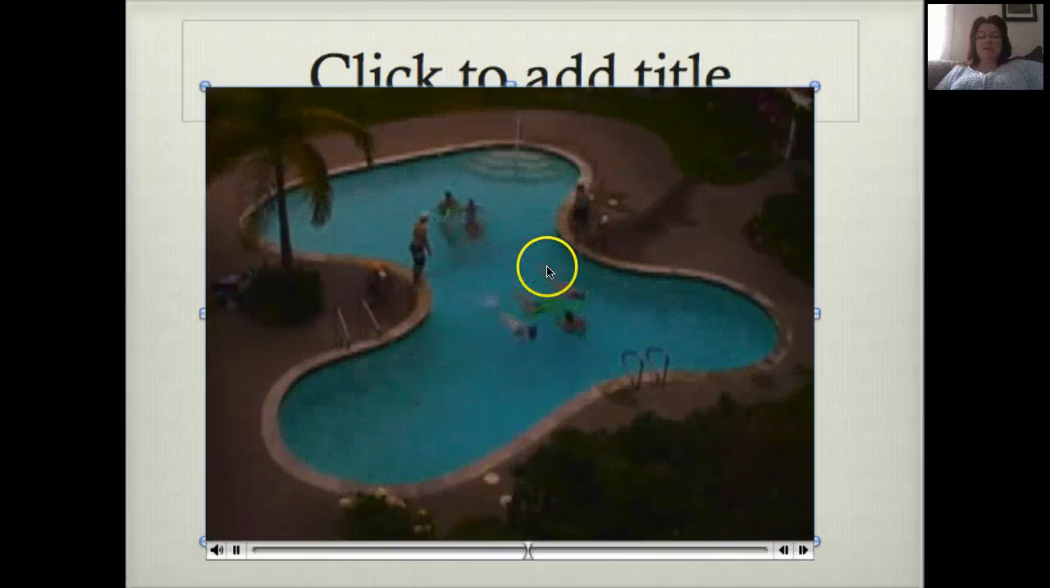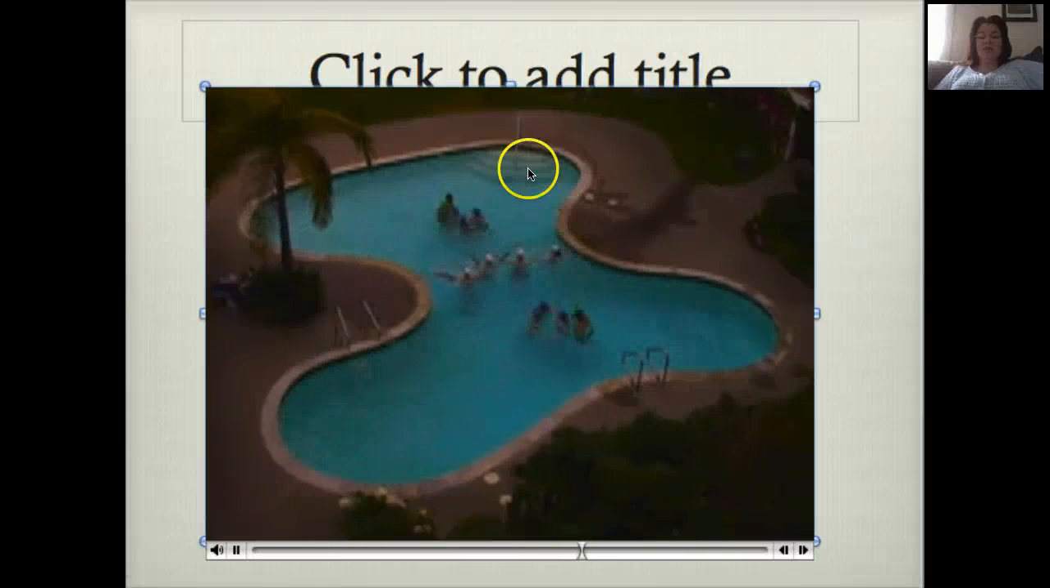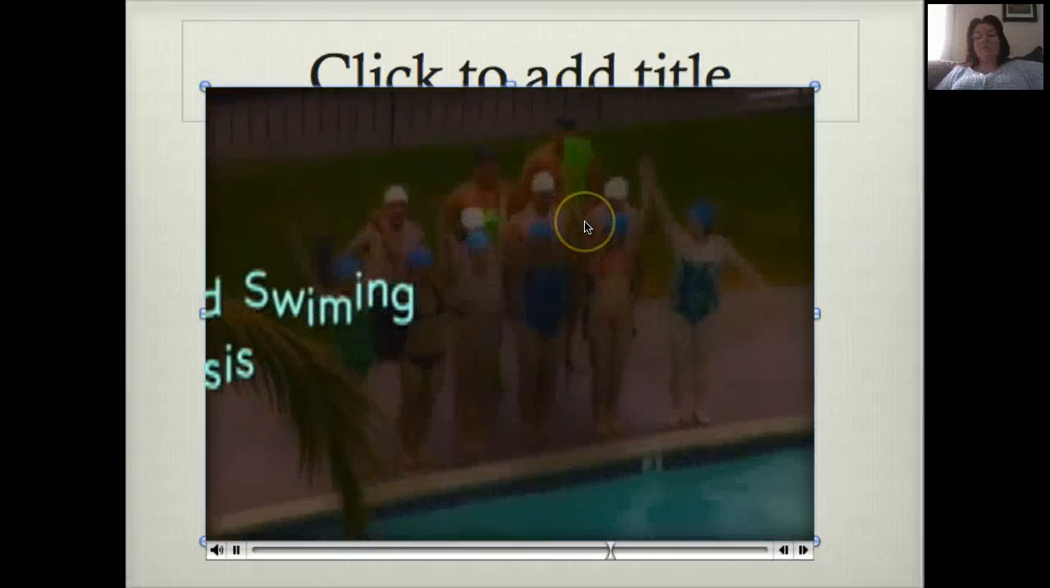Anaphase. Here comes our brand new cell wall jumping in the pool, and now we have one nucleus here, one nucleus here, and a brand new cell wall. I thought that was pretty cute.